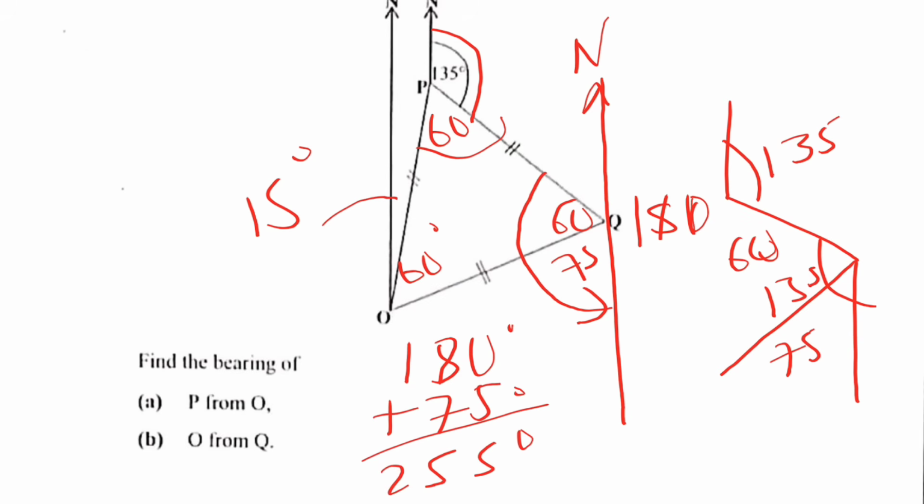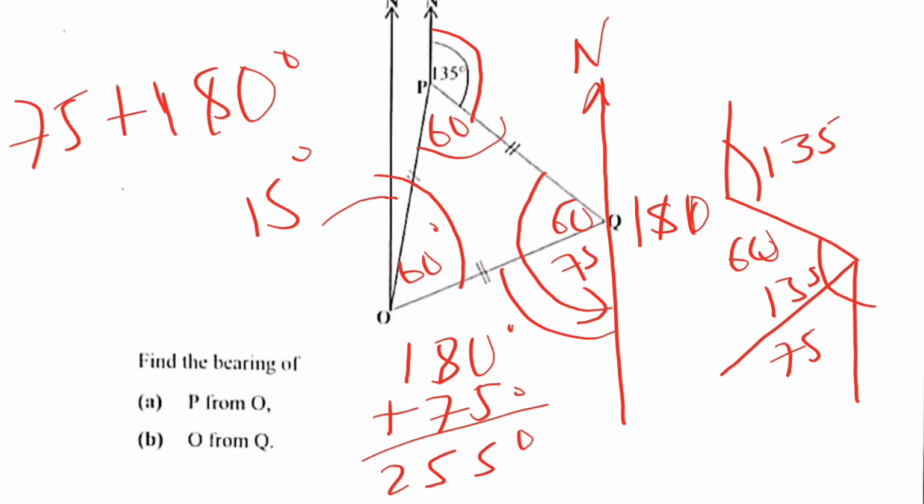Another way of solving this is very simple. We can use this angle here, which is also equal to this angle. So 60 plus 15 is 75. Then 75 plus 180, we're still going to get what?